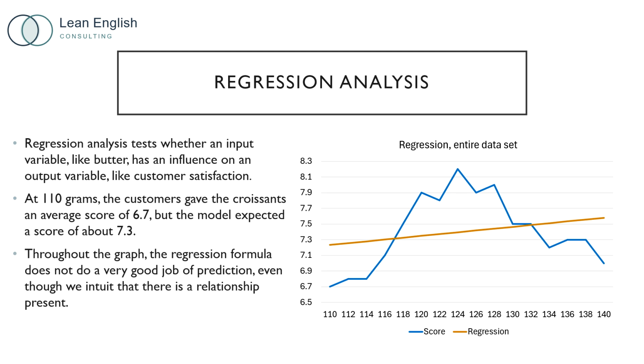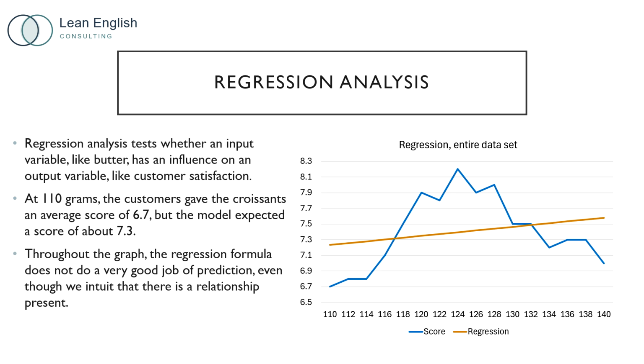What we want is a regression line that closely resembles our actual data because we want to be able to accurately predict an outcome, customer score, if we are given an input, butter amount. Remember, we are trying to show that there is a relationship between these two variables. But we see throughout the graph, the regression formula does not do a very good job of prediction, even though we suspect that there is a relationship.